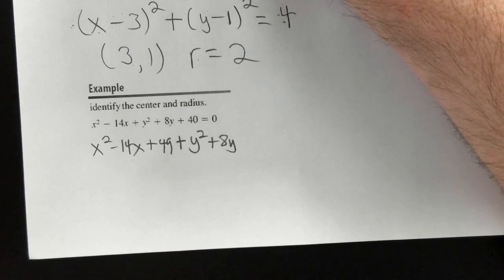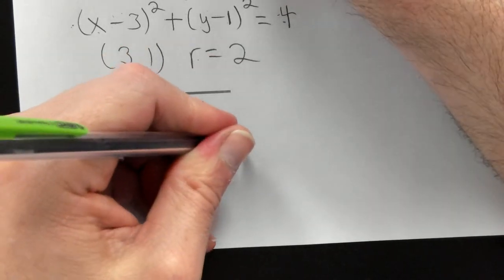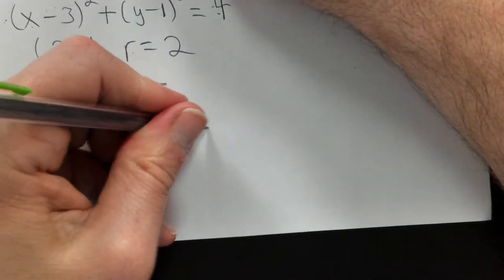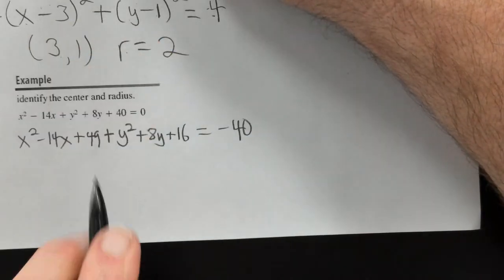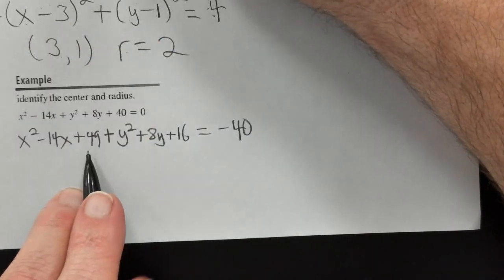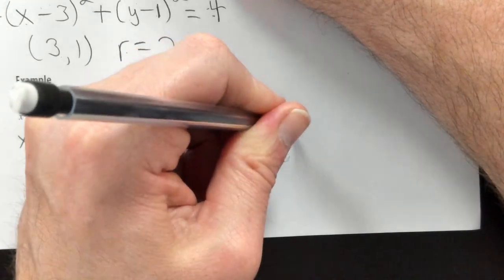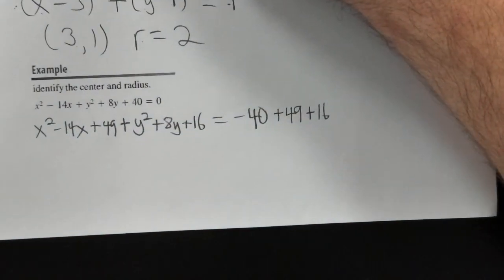All right. And let's see, half of 8 is 4. 4 squared is plus 16. All right. Equals, I need to go ahead and move the 40 over. It'll change to minus 40. I adjusted the left side. Let's adjust the right side. Plus 49. I added 49, and I also added 16. All right. So now we're back equal again.